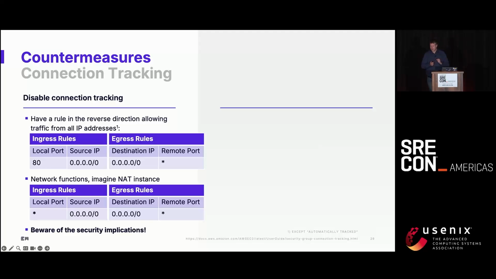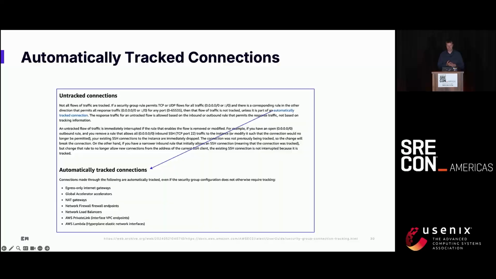So I remember we also had other challenges, and there is this footnote. Are you sure it's enough to disable? Yeah, the footnote says just accept automatically tracked. So let's look at the documentation. The first sentence pretty much is what I just explained to you in about 10 sentences. And then: unless it is part of an automatically tracked connection.